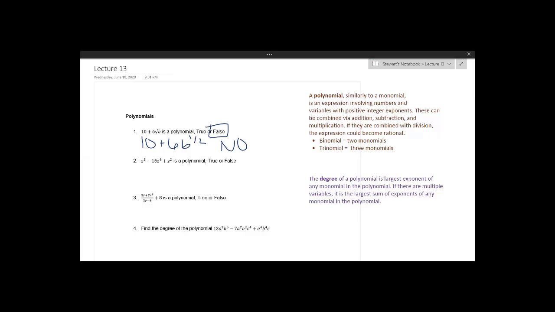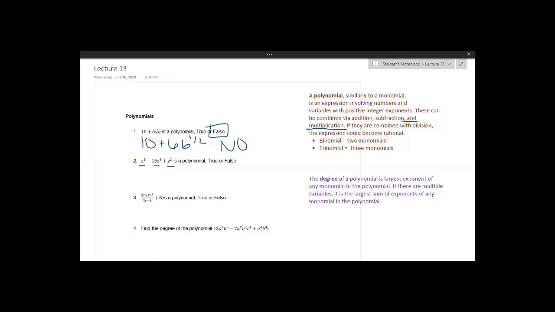Okay, so next one we have z cubed minus 16z to the 4th plus z squared. So we have three different monomials, all combined with addition and subtraction. Sorry, I worded this kind of poorly up here. The multiplication only applies to how the monomials are combined, like 16 times z to the 4th. But the different monomials in a polynomial are combined with addition and subtraction. So I apologize for that slight miswording there.